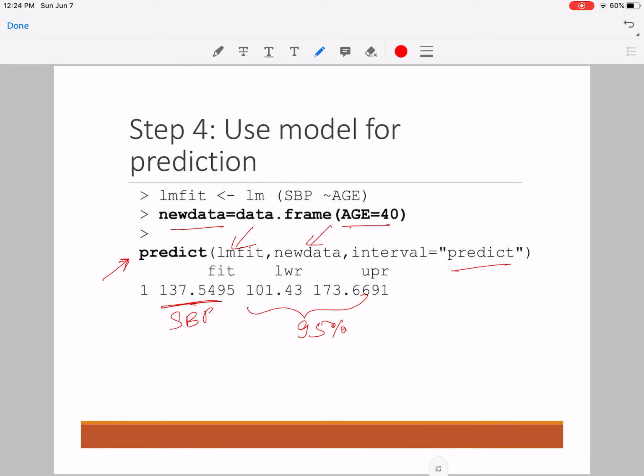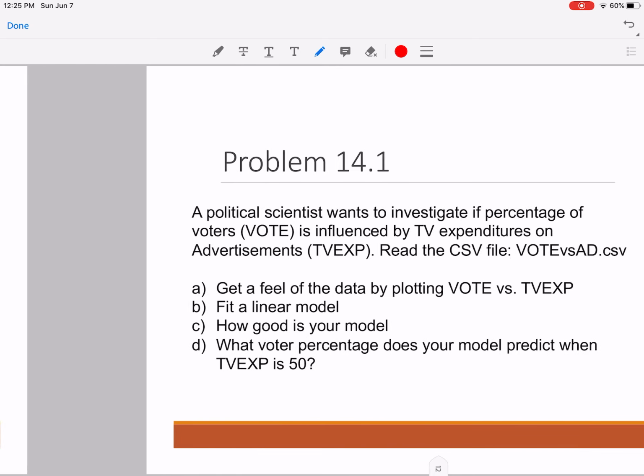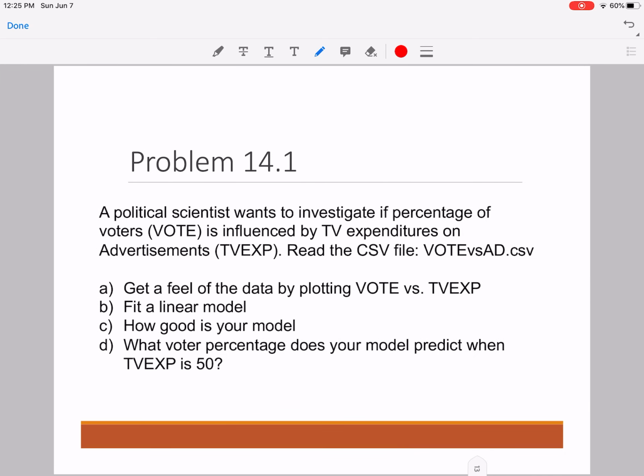So this is an introduction to R. This lecturette gives you an introduction to regression analysis and how regression analysis is performed in R. In my next lecturette, I'm going to show you the step-by-step procedure as to how to perform these individual steps 1, 2, 3, and 4 to perform predictions. And we are going to look into problem number 14.1, and I'm going to post these CSV files on Canvas so that you can work along. I think it's a good time to stop this lecturette video right here.